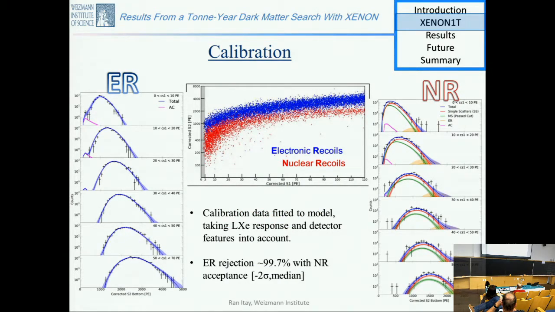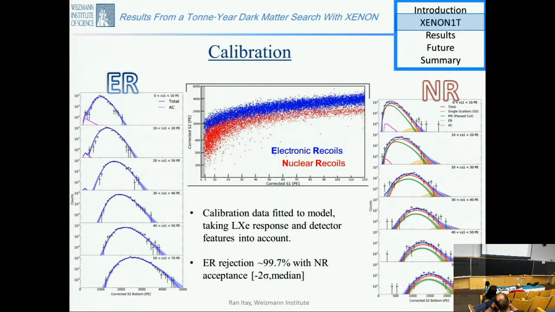Calibration. In order to verify that we understand our detector, we need to calibrate it and to see that we understand the response correctly. We fit the calibration data to our model, taking into account all the liquid xenon response and the detector features. This is for ER and this is for NR. Each of these is a slice of S1 projected on S2. And you can see the blue line here is the model, and the crosses are the calibration data. And this will produce these bands, our discrimination capabilities, and our understanding of how a signal or a background would look like.